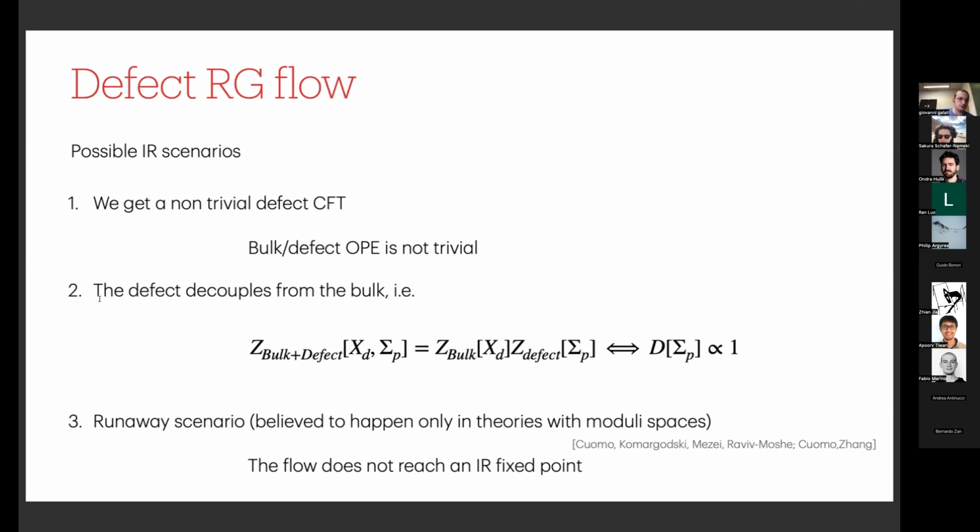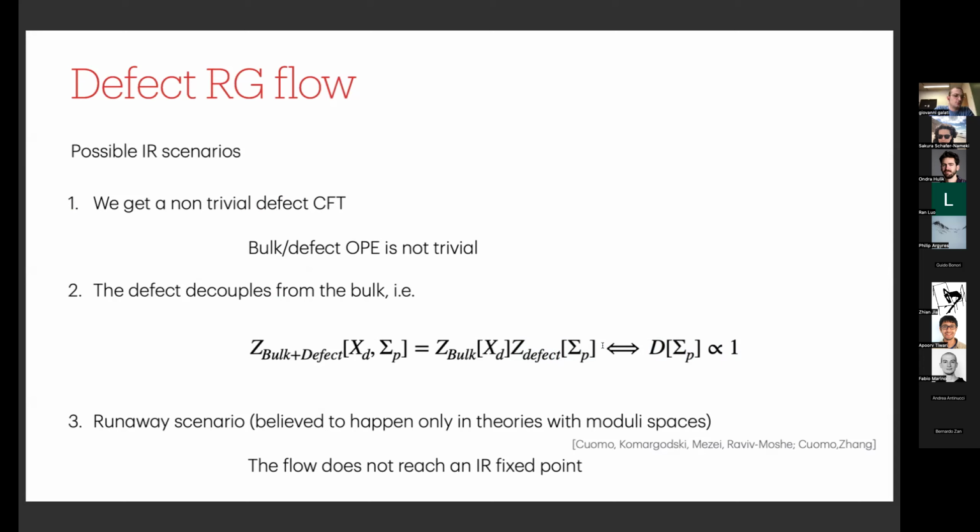Okay, as opposite to this case, the other case is when the defect decouples from the bulk. And with this, I mean when the correlation functions of the defect quantum field theory factorize as correlation functions of the bulk times correlation functions on the defect. Therefore, from the point of view of the bulk dynamics, there is no observable which can distinguish the situation in which we have or we don't have the defect. So in some sense, the defect in this situation is proportional to the identity, and the proportionality factor is just the value of its partition function.